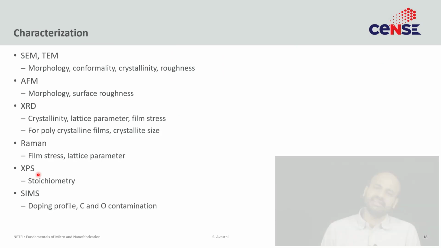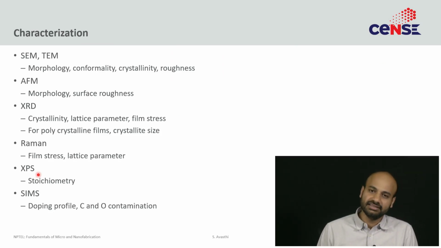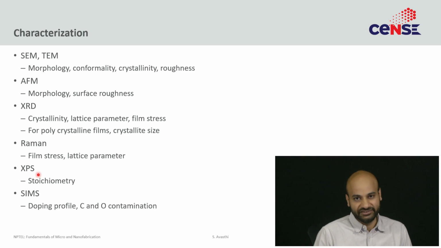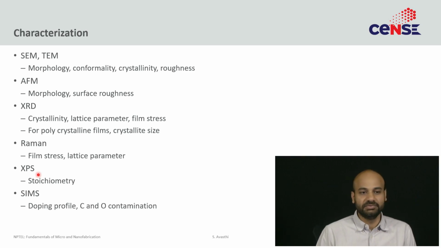What sort of characterizations do we do in order to analyze these films? So, this is a general list for both CVD and ALD. Typically people use SEM and TEM to look at morphology, conformality, crystallinity, roughness, etc. AFM is used to look at morphology and surface roughness.